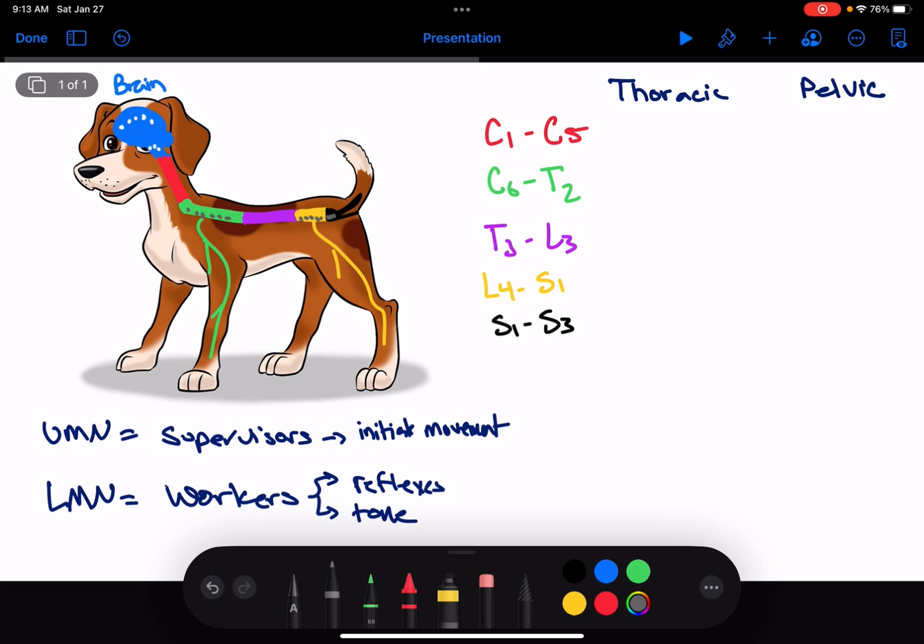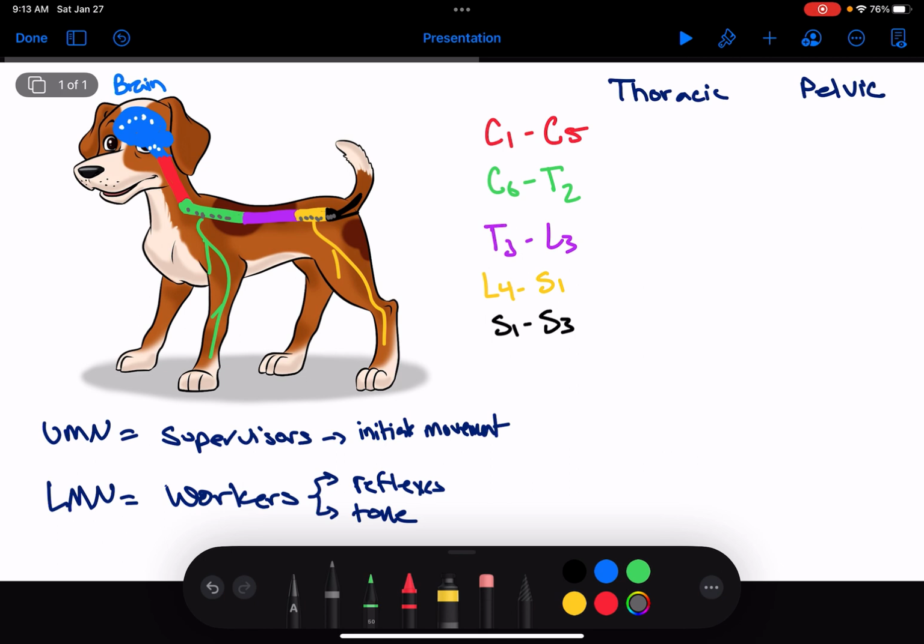All right, and so what is really important is that you can have damage just to those neurons or those nerve roots and only see damage to the anus, the tail, while the legs are actually intact.